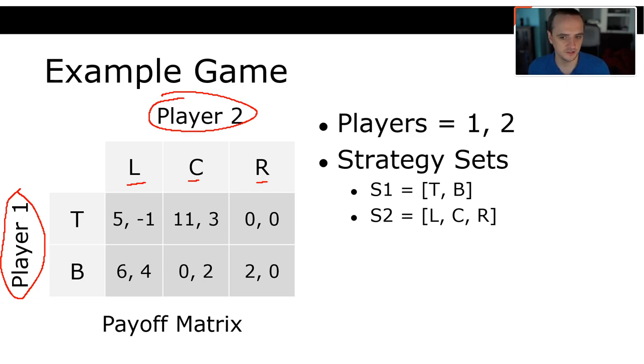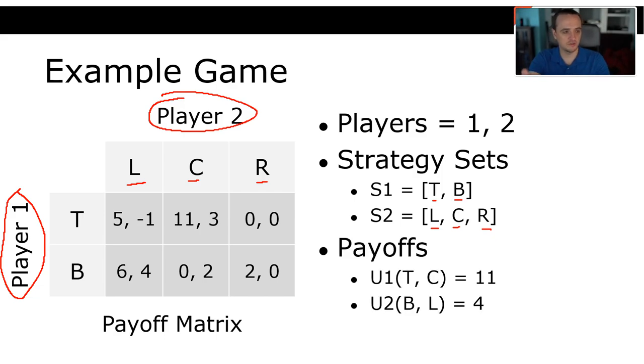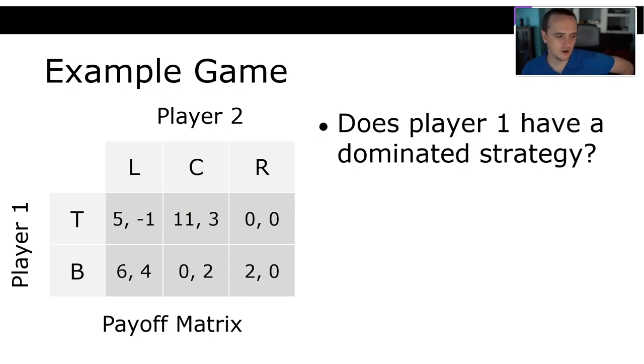We have strategy sets. So capital S sub one is the strategy set of player one, which is either top or bottom. S sub two is the strategy set for player two, which is left, center, and right. The payoffs are this matrix, right? The matrix gives us the payoffs. So for example, the utility of player one, if player one chooses top and player two chooses center, is 11. So we look over here, player one chooses top, player two chooses center, we get 11 as player one. The utility for player one choosing bottom and player two choosing left is right here. So it's four.